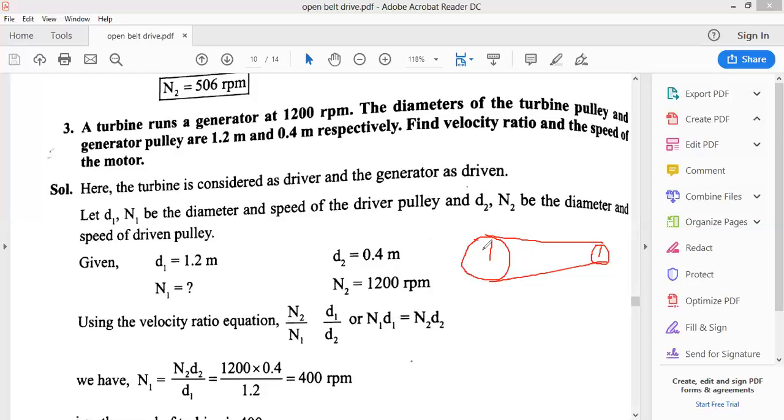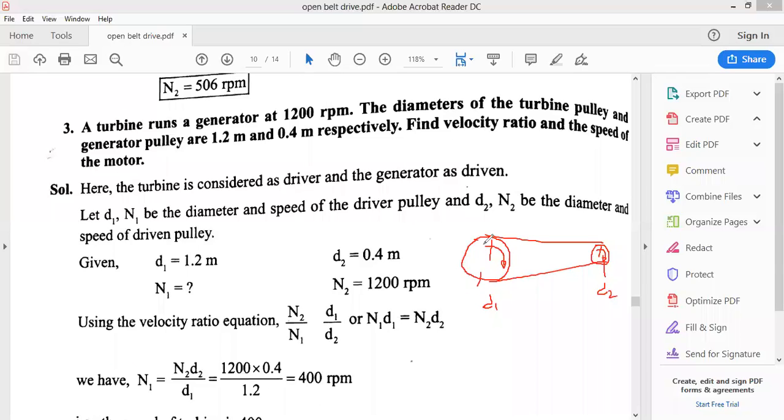Now, say for example, this is the driving pulley and this is the driven pulley. If this bigger pulley makes one rotation, then this smaller pulley is going to make more than one rotation, because the diameter of this pulley is smaller when compared to this. So what we need is the diameter of the bigger pulley and the diameter of the smaller pulley, represented by D1 and D2.